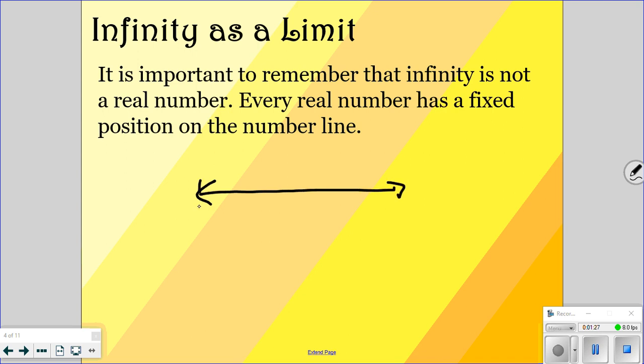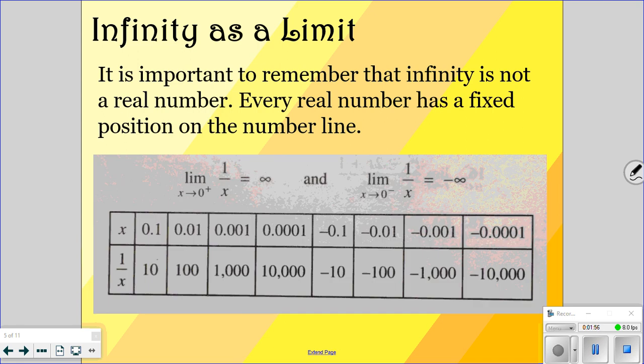If I put 0 here, and then this is 1 million, and then this is a quadrillion, and then this is whatever, you cannot put infinity here. That does not work. So it's not a real number, it's just a concept. That's something that you have to get. It takes a little bit for some people to get that, but infinity is not a number, it's just a concept.